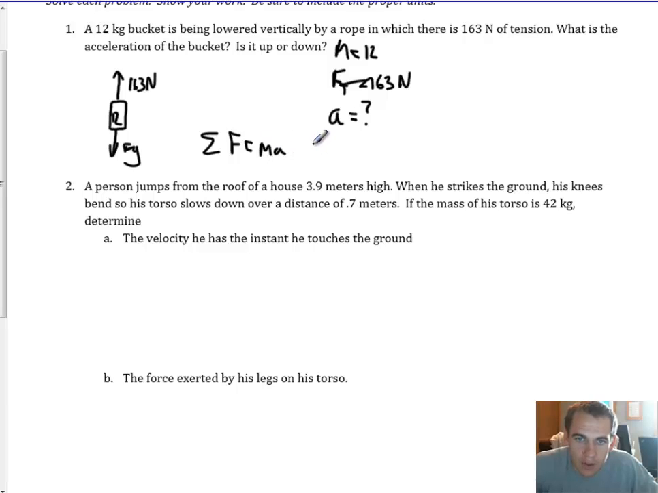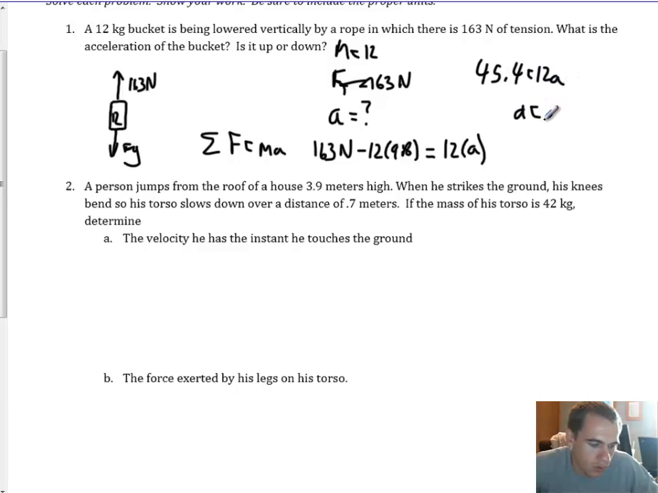So net force is the 163 newtons that's pulling up minus the 12 times 9.8, that's force due to gravity pulling down, and that equals the mass times the acceleration, so 12 times a. And if we sub in all our numbers and solve for that, we get 45.4 equals 12a, and a equals 3.8 meters per second per second.